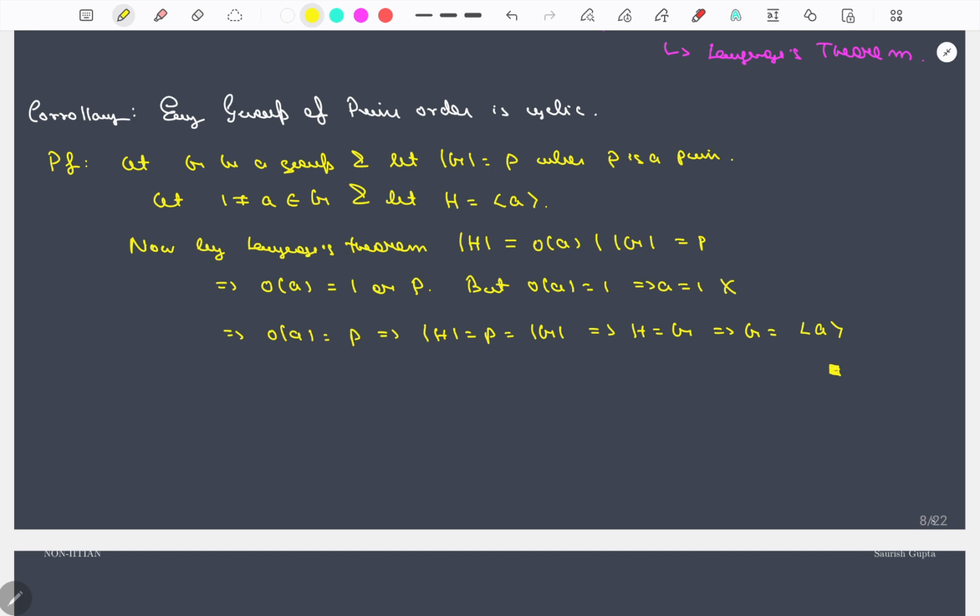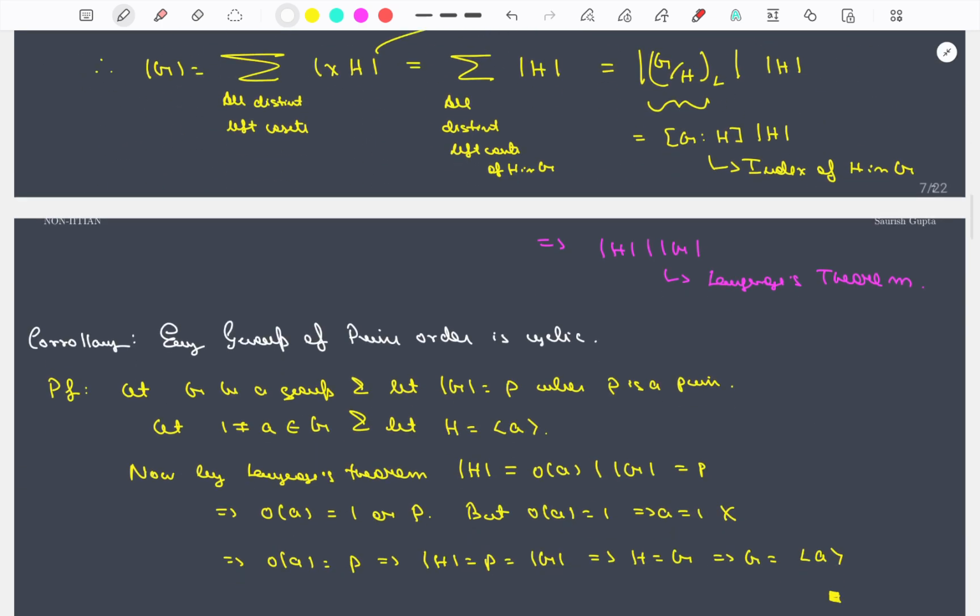and therefore every group of prime order is cyclic, and hence obviously Z_p is a cyclic group, or any group of prime order will be cyclic. Is it clear? Okay, fine.